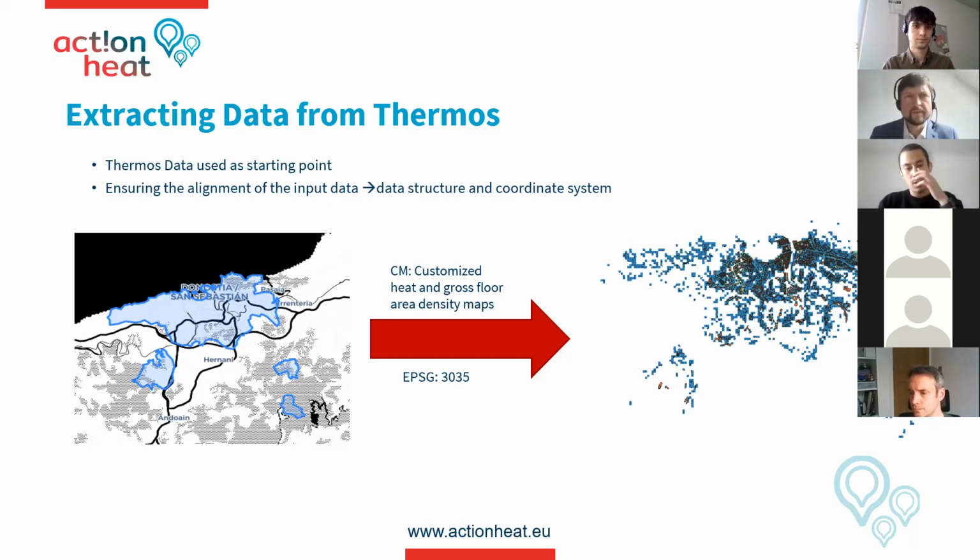But as a last option, we make use of the Thermos data, and this is what we did for the San Sebastian case study. Here, the idea is to download this data from Thermos in the form of a shape file or a GeoJSON file, and then reiterate the data structure, and then use the customized heat and gross floor area density maps calculation module, which is available within Hotmaps, to generate these rasters from each of these building stock data from Thermos.